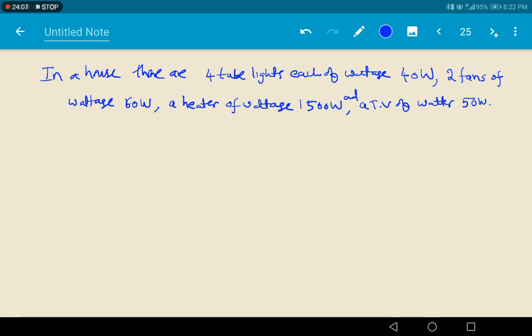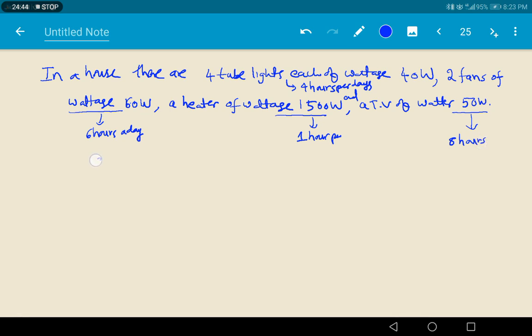Okay? So here they mention tube lights are used for 4 hours per day. You add this sentence, used for 4 hours per day. Fans used for 6 hours per day, and heater is used for 1 hour per day, and TV is used for 8 hours per day.